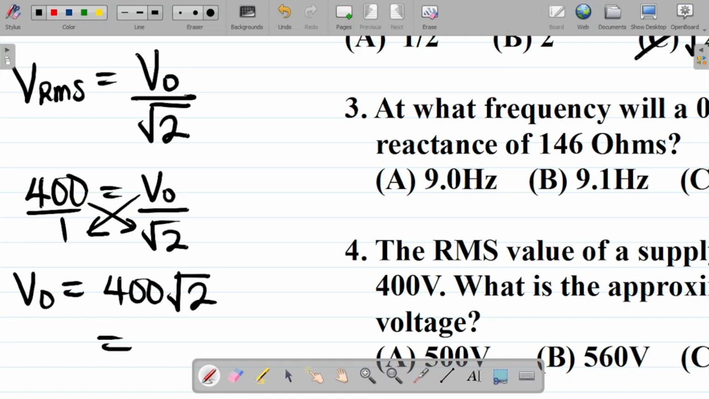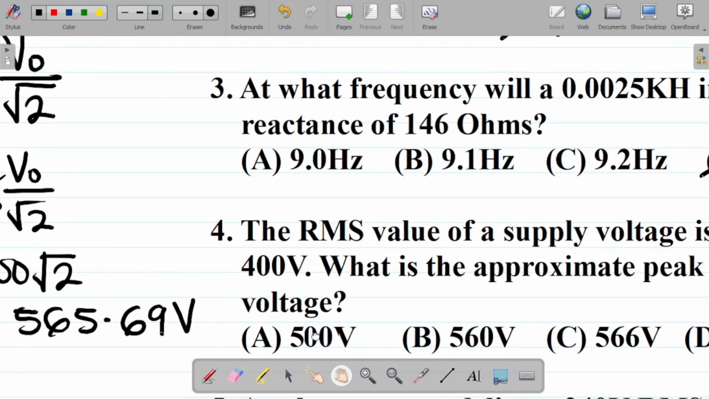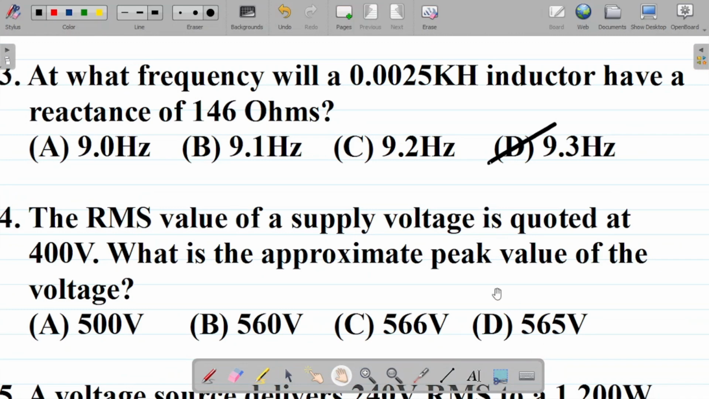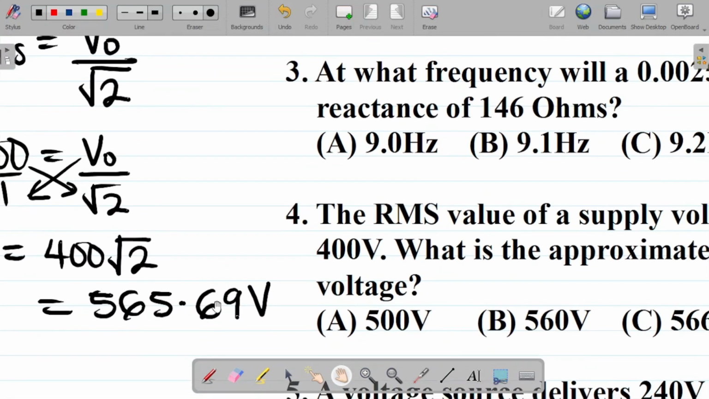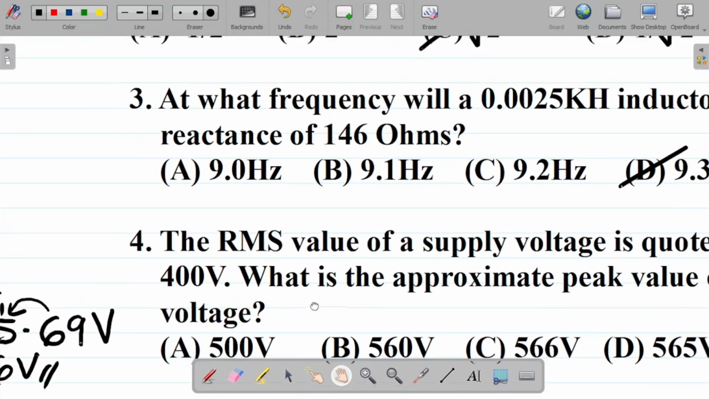400 root 2. If I punch this correctly, my value gives me about 565.69 approximately. It's a voltage, so it should be in volts. So 565.69 volts is my answer. Going through my options, I can see 500, 560, 566, 565. They are all in whole numbers. So approximate this to the nearest whole number. To the nearest whole number, this gives you 566, a plus 1. So your answer should be 566 volts.